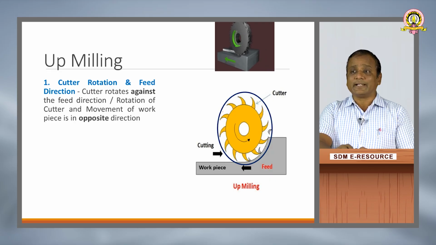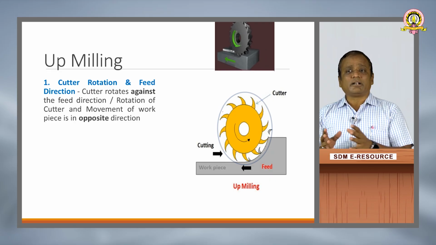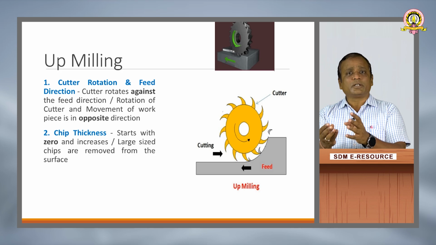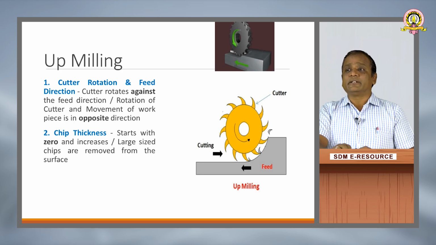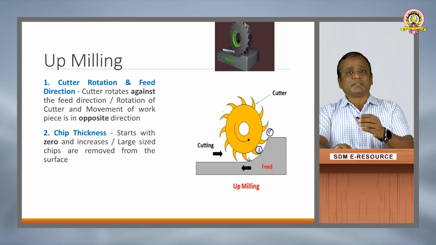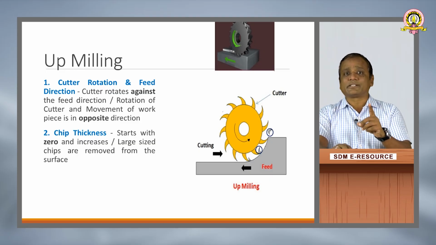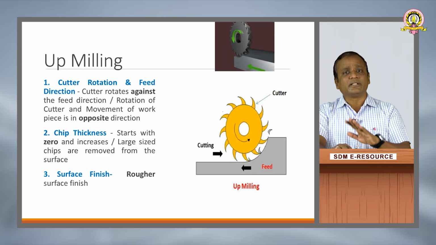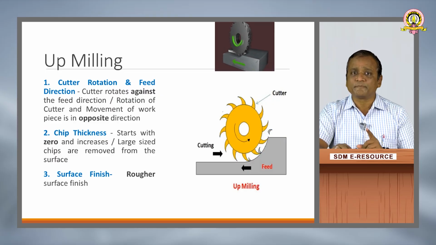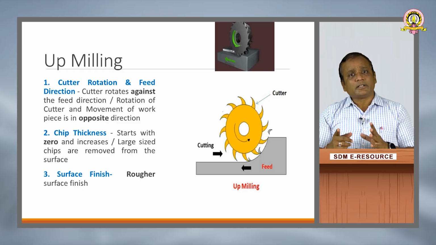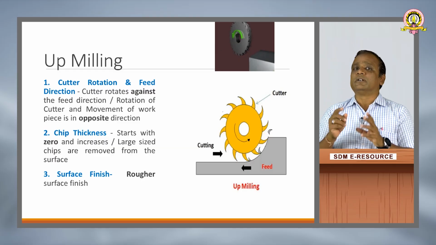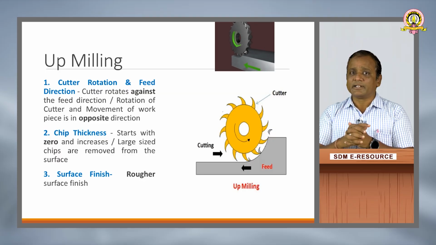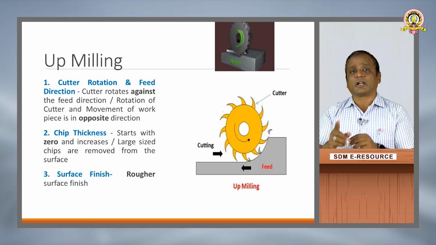By doing this, the chips are removed from the surface from zero to the higher thickness. As you could see, here I marked how the chips look like, and they are larger in size. And by doing this operation, the surface is rough. I repeat, the rotation of the cutter and the direction of the workpiece are in opposite directions. The chips removed from the surface will be bigger in size, and here the surface is rough.